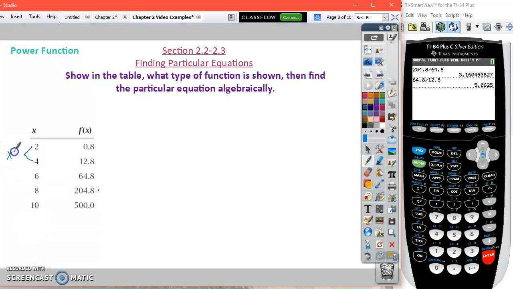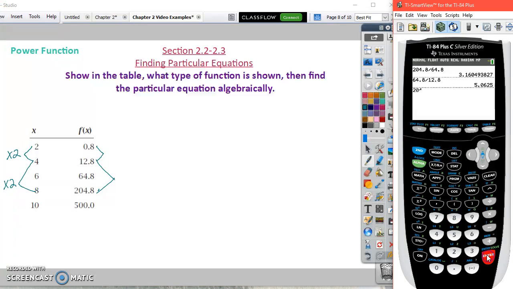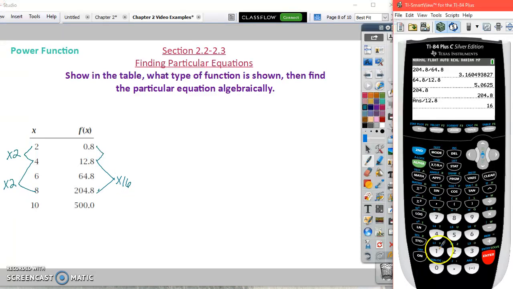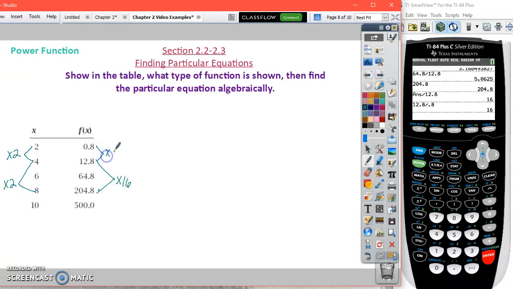To go from 2 to 4, I'm multiplying by 2. To go from 4 to 8, I'm multiplying by 2. So I'm going to see if there is a set factor that we're changing by between the first and the second coordinates and the second and the fourth set of coordinates. So I'm going to take 204.8 and divide that by 12.8. And we multiplied by 16. Now we can take 12.8 divided by 0.8, and we're also multiplying by 16. So that tells me that we have a multiply pattern, which tells me that this is a power function.